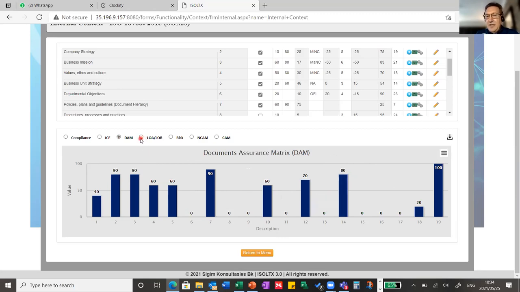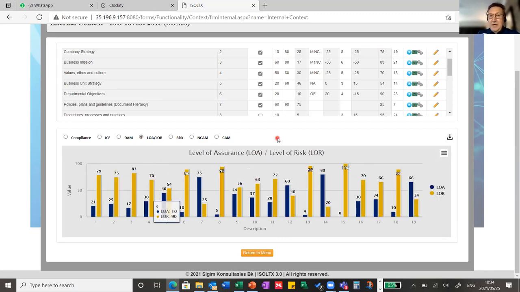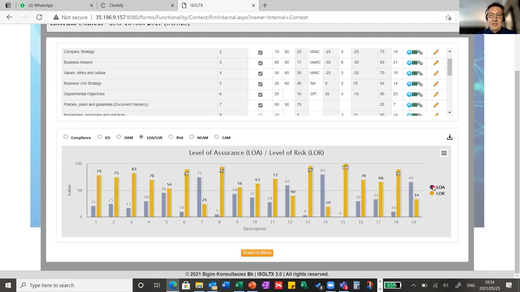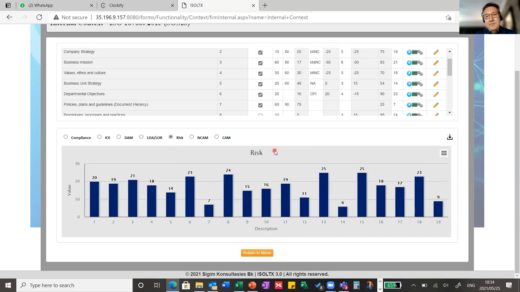And then I've got a level of assurance and a level of risk. Isn't that fantastic? Because it is giving you a very interactive process of saying that this is my level of assurance, this is my level of risk, and I know exactly where I am standing. And then it gives me a risk profile. I can guarantee you, no other company that you have seen or that you will see in the next year is doing this.